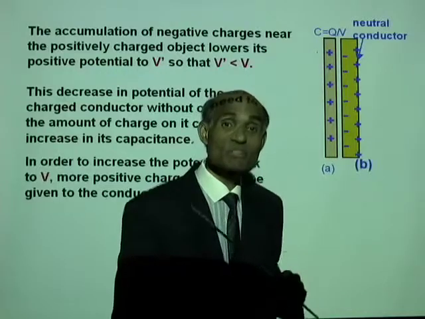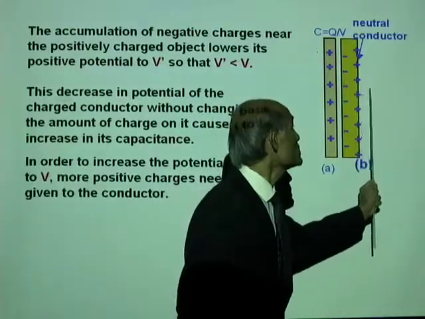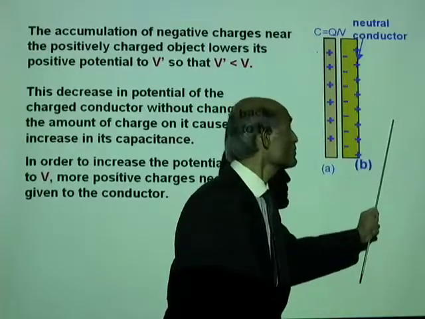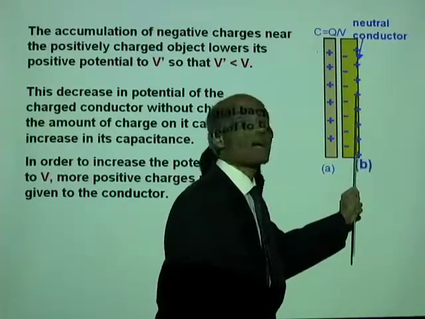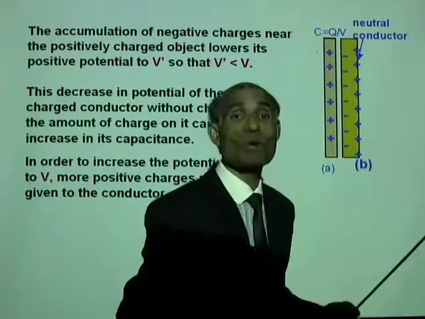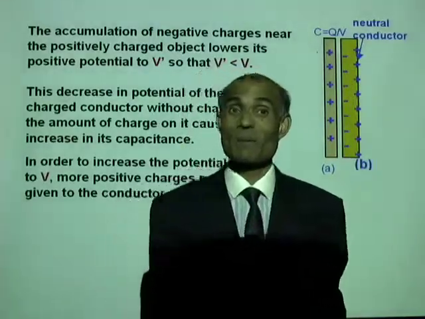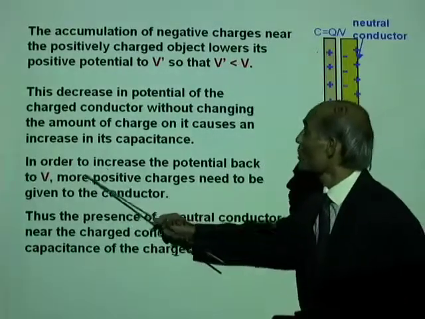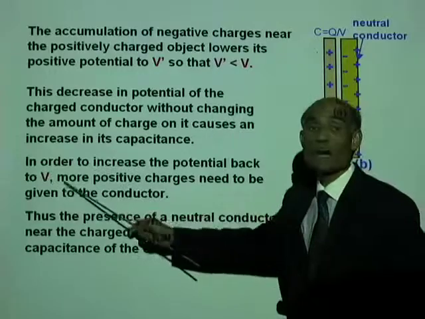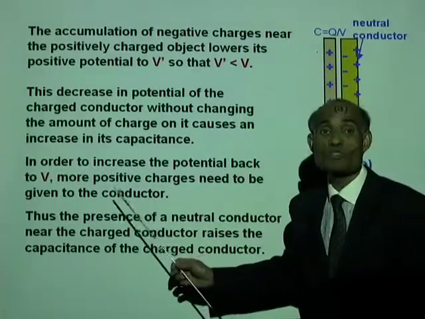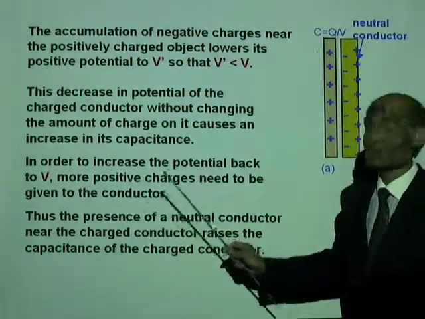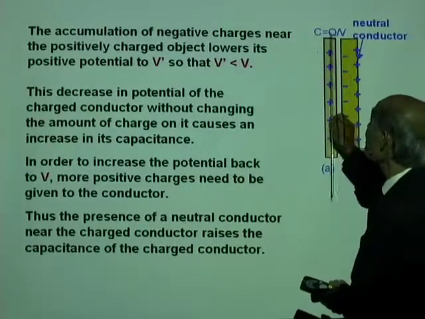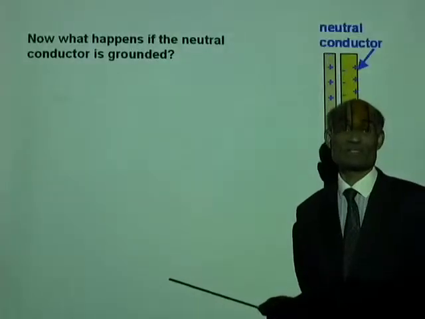Well, a very simple thing: ground the neutral conductor. If you ground the neutral conductor, negative charges will move from the ground, come in and neutralize those positive charges. You see that? Now, in order to increase the potential back to V, more positive charges need to be given to the conductor. Thus, the presence of the neutral conductor has increased the capacitance of our conductor.